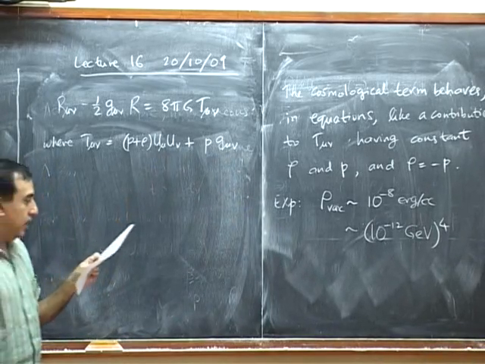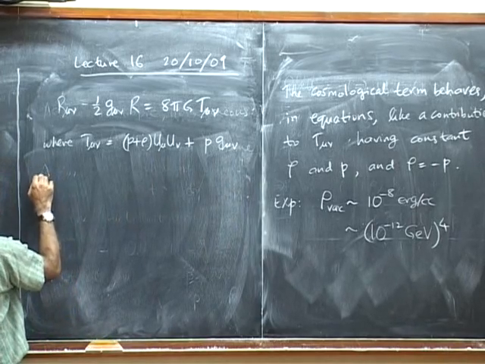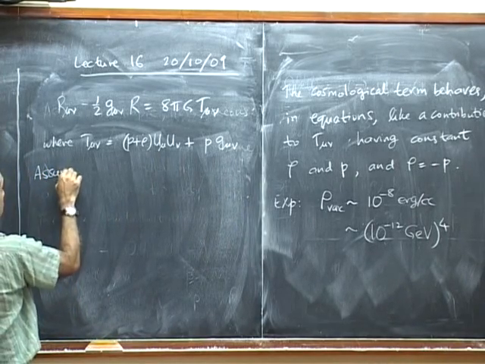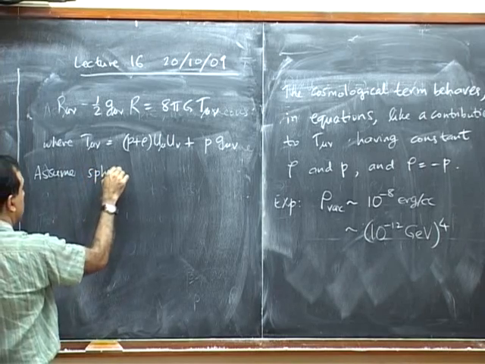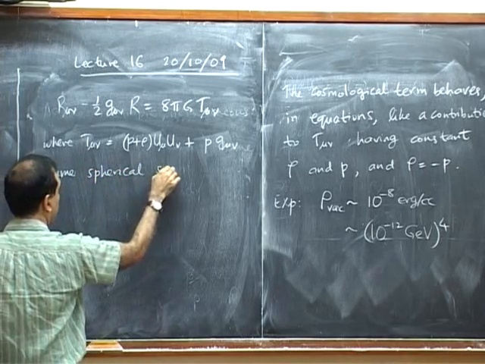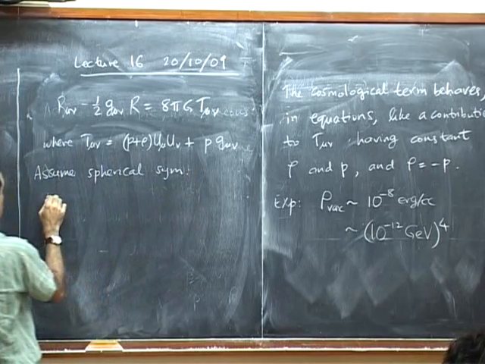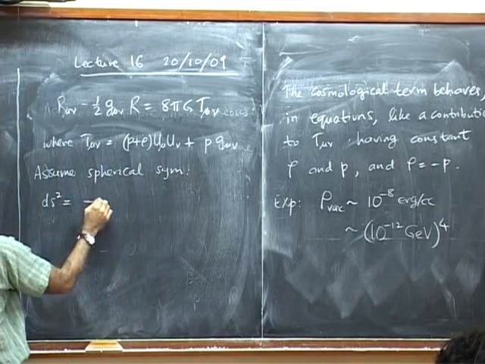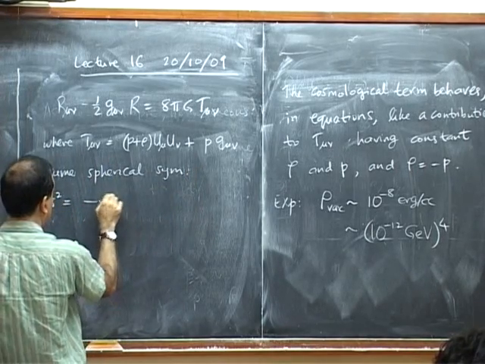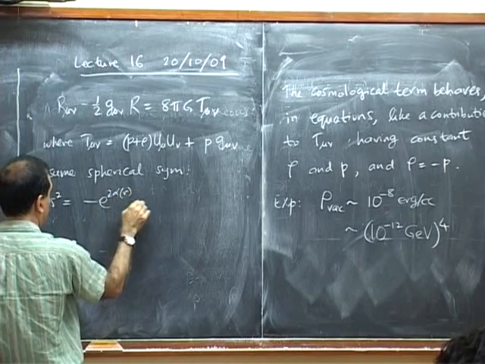So let's decide that. First of all, again we assume spherical symmetry, which is at least consistent with our choice of T mu nu. So our solution that we are looking for is going to be parameterized exactly the same way as before.